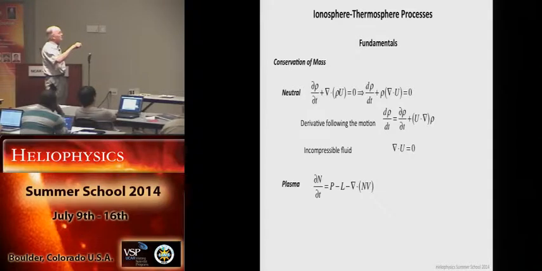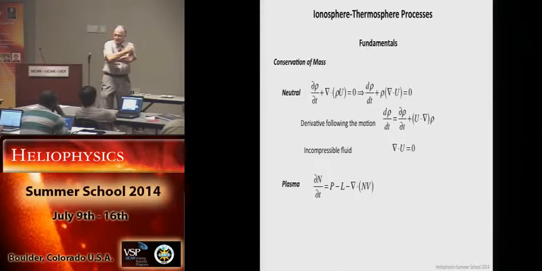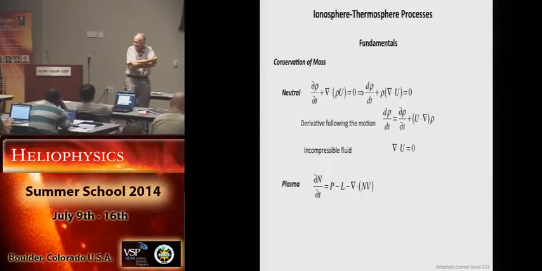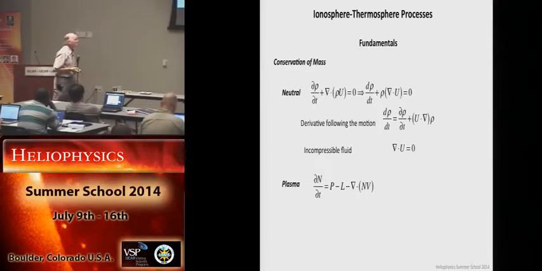In the neutral atmosphere, it's generally assumed that the fluid is incompressible, grad u is 0, and so if I put grad u is 0 in this term, it just says d rho dt is equal to 0. That means if I'm a little packet of plasma, or packet of neutral gas, when I move around, there's no change in my density because I'm incompressible, right? So d rho dt is 0.